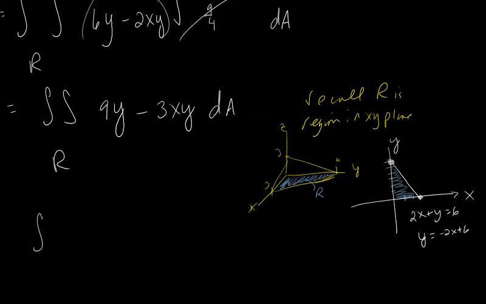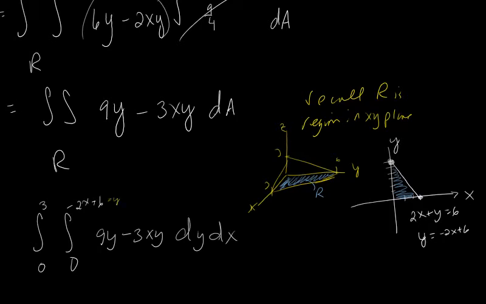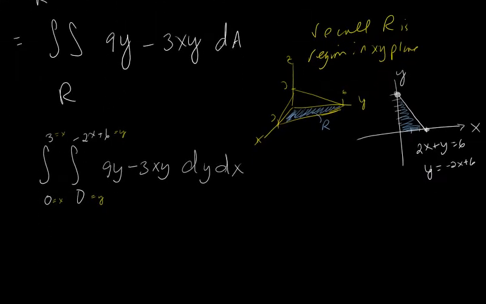So our integral then becomes the integral where the x value goes from 0 to 3. The y values are going from y equal to 0 to y equal to negative 2x plus 6. And then we're integrating 9y minus 3xy with respect to y and then with respect to x, right? So remember, these are y values and these are x values, okay? At this point, this is a very straightforward integral.